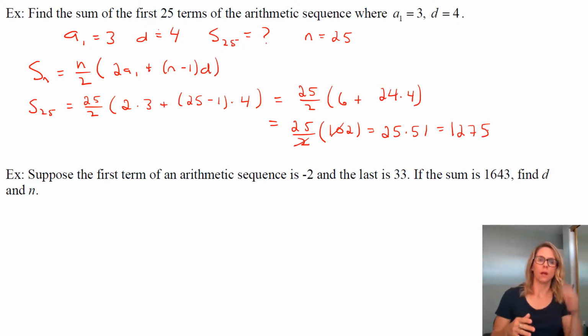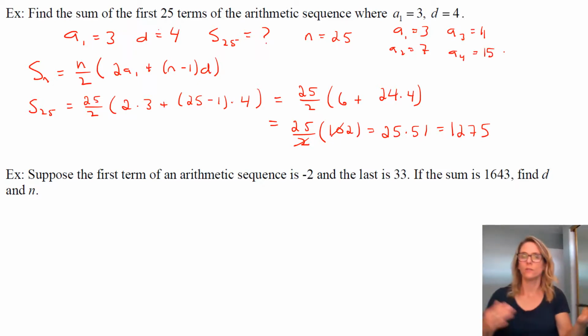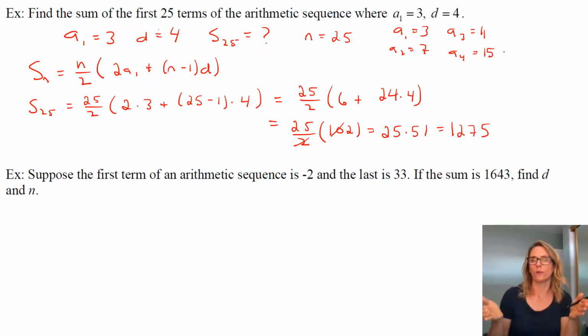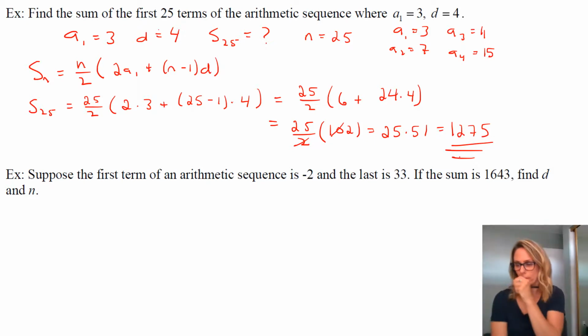So that's the summation of the first 25 terms of the arithmetic sequence. So you can see that a sub 1 is 3, a sub 2 is 7. So I'm just adding 4. A sub 3 is 11. A sub 4 is 15. And so on and so forth. And then if you were to add all those values together, you're going to get the 1275. They're going to get fairly big fairly quick, and you're adding them, adding them, adding them. So our answer here, again, is the sum, the 1275.